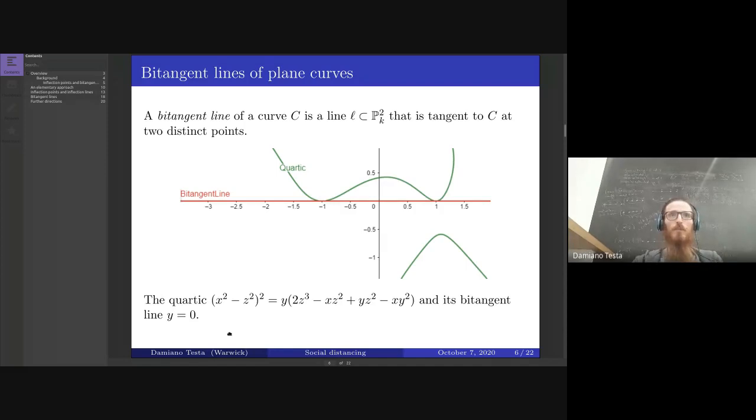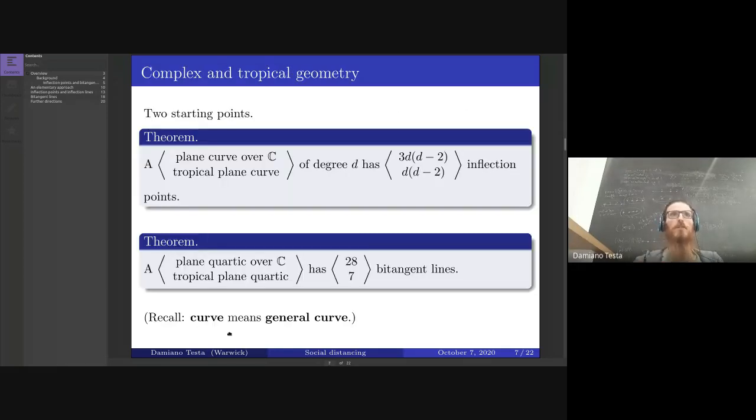All right, so these are the main characters that will play a role in the future. So if there's any question about inflection points or bitangent lines, now might be a good time to ask. Okay, so let's continue. So here are 2 examples of what I was talking about before.